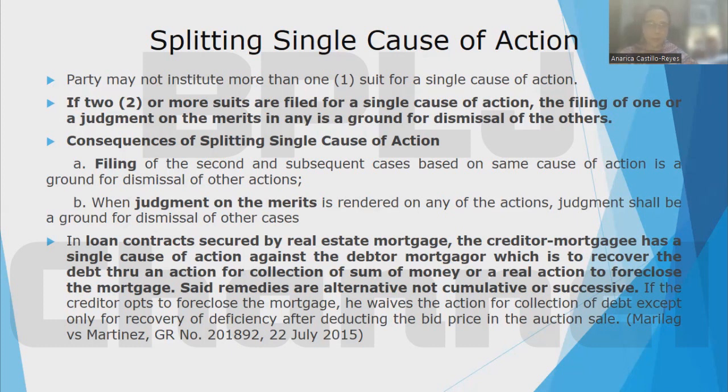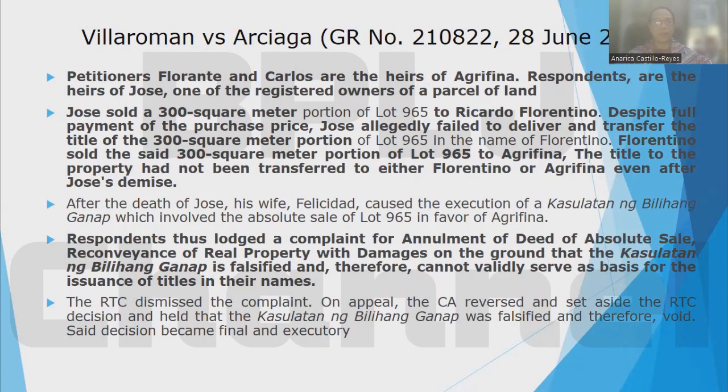In the case of Marilag versus Martinez, in loan contracts secured by a real estate mortgage, the creditor has a single cause of action against the debtor, which is to recover the debt through an action for collection of sum of money or a real action to foreclose the mortgage. Said remedies are alternative, not cumulative or successive. If the creditor opts to foreclose the mortgage, he waives the action for collection of debt, except only for the recovery of the deficiency, deducting the bid price in the auction sale.